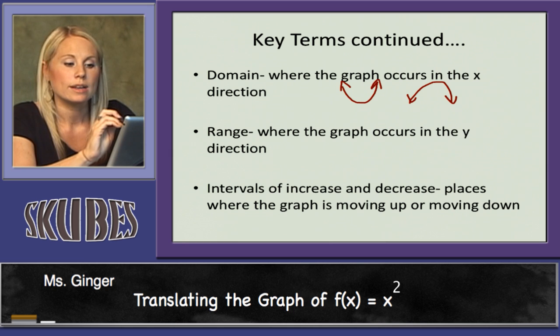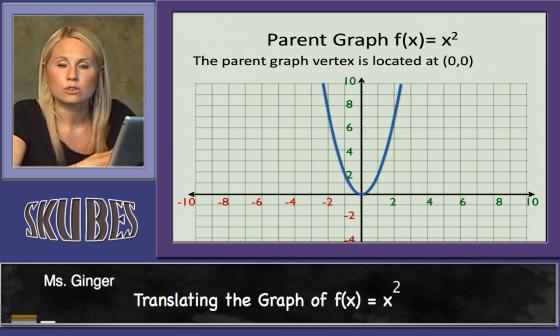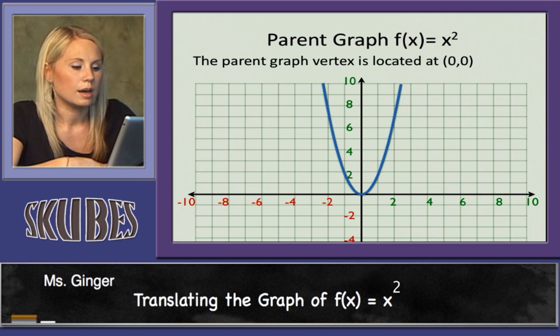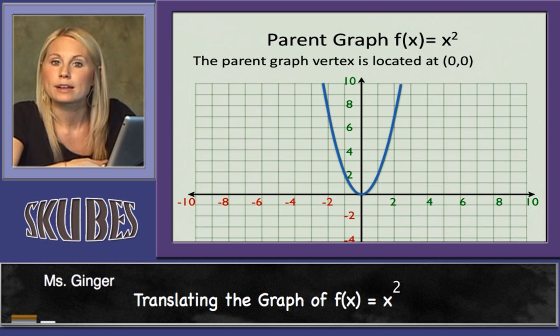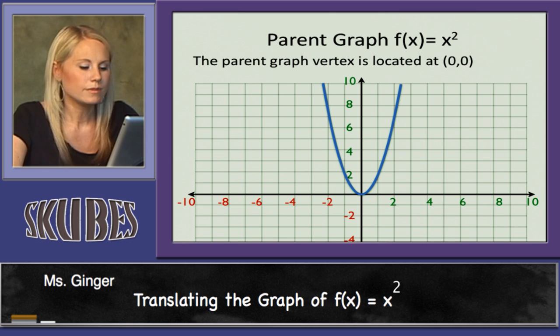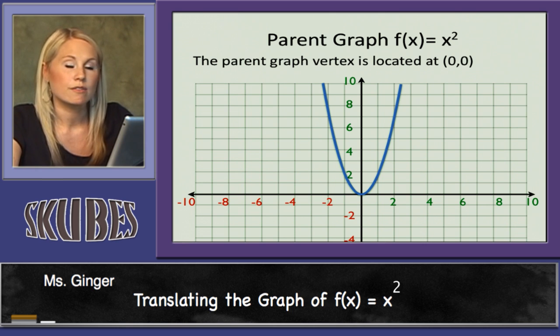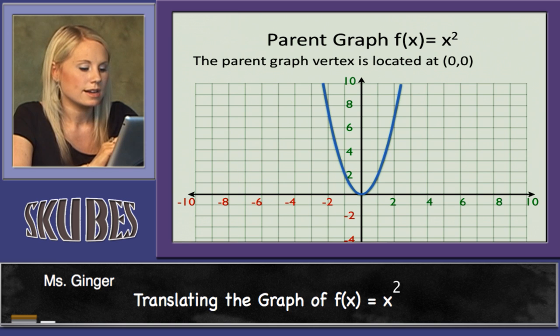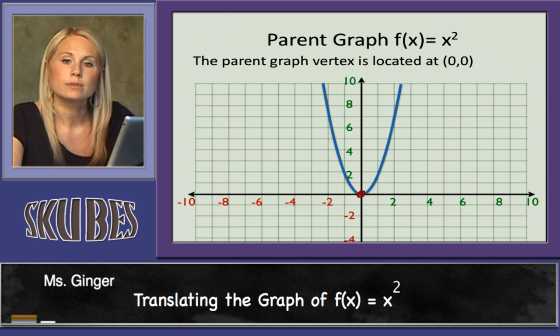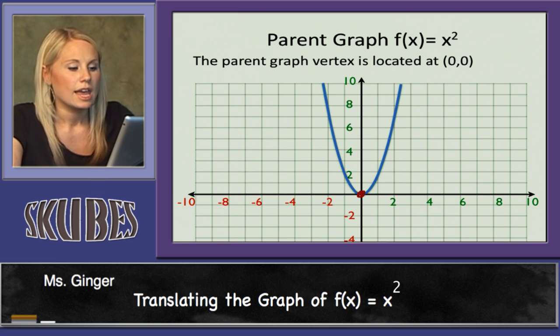There should be one interval of each, since there's always going to be a place of direction change on our quadratic, and that may be at a minimum or a maximum. So let's take a look. The parent graph, f of x equals x squared with no translations, is located right at 0, 0. That is where the vertex occurs.